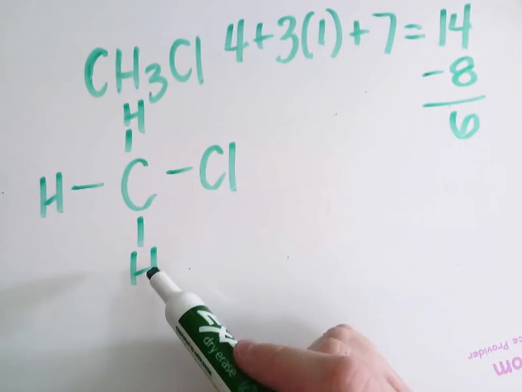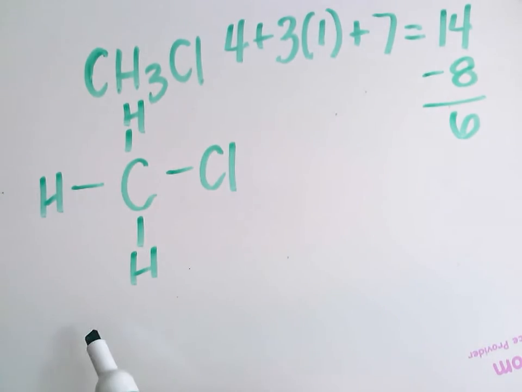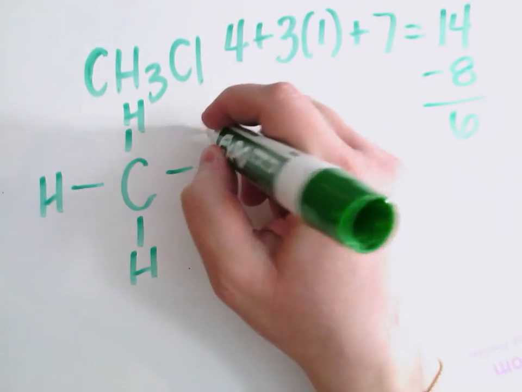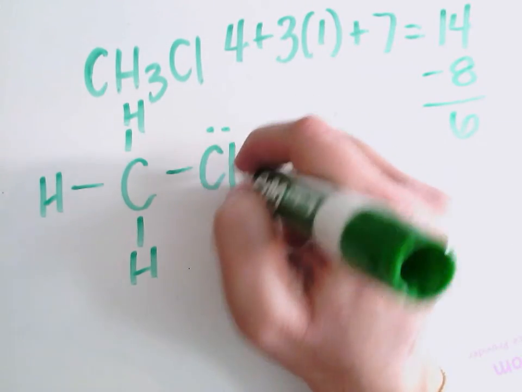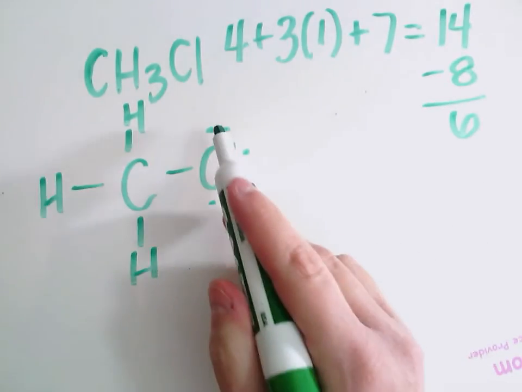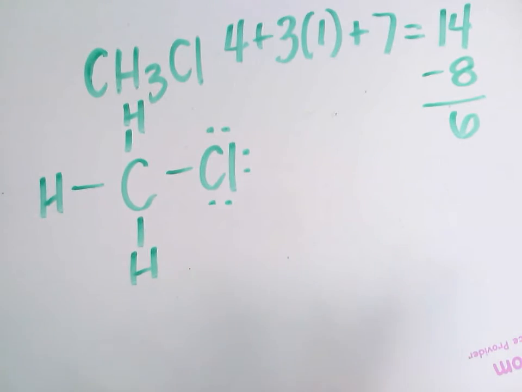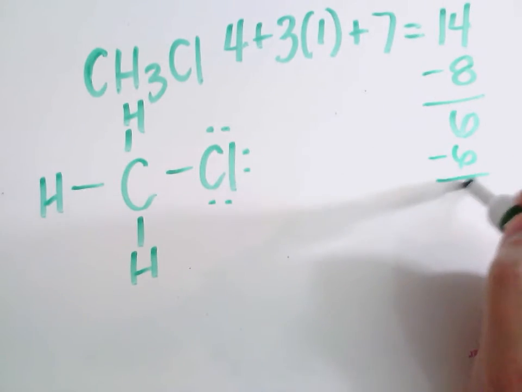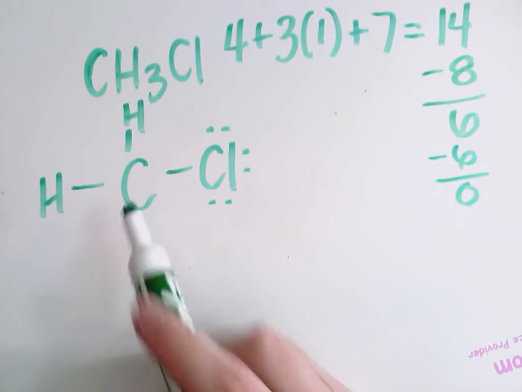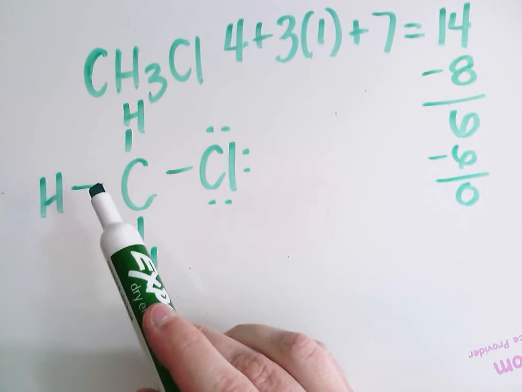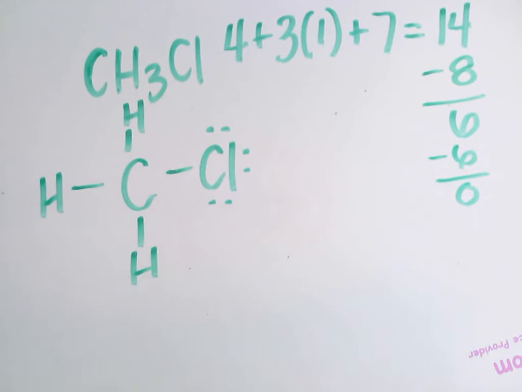My hydrogens are happy because they all have 2. So I'm going to go ahead and fill in my octet for my chlorine here. We got 2, 4, 6, 8. Chlorine's happy. We've used all 6 of those. So let's check in on our central atom here. 2, 4, 6, 8. We're good to go. So we have now got our Lewis structure. Let's talk about bond polarity.